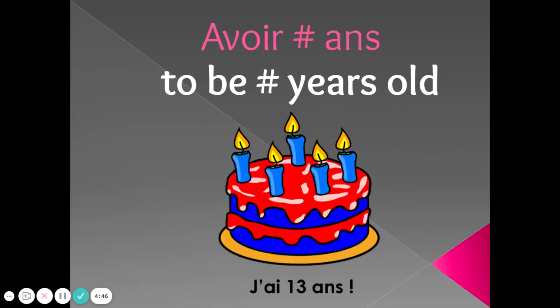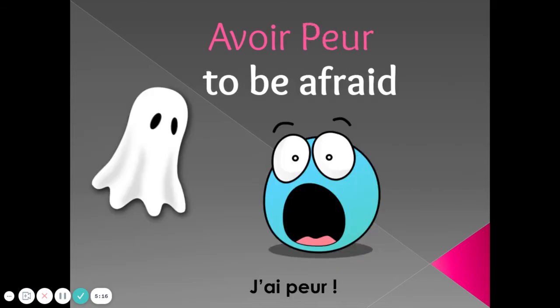Avoir blank ans. To be blank years old. Remember, to talk about how old something is, you have to say you have it, because it changes every year. You cannot be it. You cannot be it unless you work as a big phone number on maybe Sesame Street. You don't look in the mirror and go, ooh, I look like a 13 today. No, you cannot look like a number. So you have it. It's like kind of saying you have blank amount of years of life. 13 years of experience in life. J'ai 13 ans. J'ai peur, to be afraid, to have fear. J'ai peur.